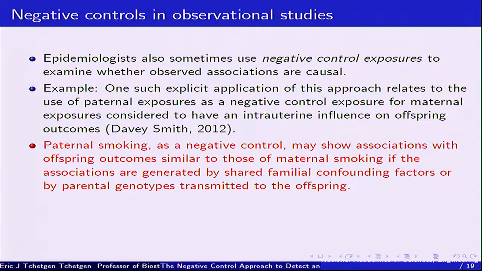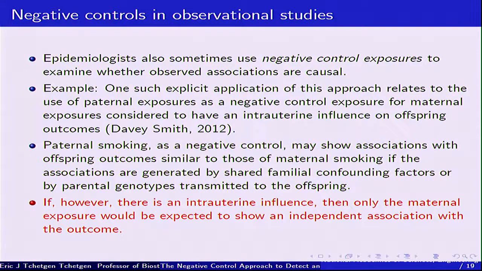Paternal smoking was used as a negative control and may show associations with offspring outcomes similar to those of maternal smoking if the associations are generated by shared familial confounding factors or by parental genotypes transmitted to the offspring. If, however, there is an intrauterine influence, then only the maternal exposure would be expected to show an independent association with the outcome.